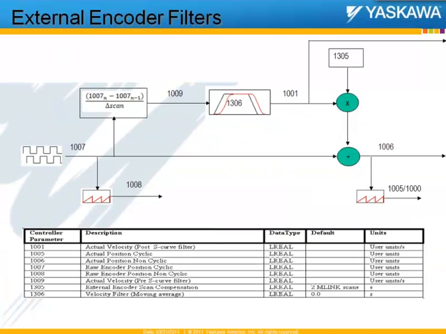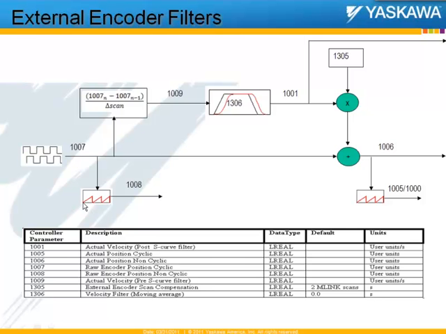So here are the tools that are available in the MP2000 iC series controller for filtering your master data. As you go from left to right in this picture, you can see parameter 1007 is basically the position of the external encoder from the AB quadrature pulses coming in. The pulses are used to calculate the position of the external encoder, and 1007 is the raw encoder position data.